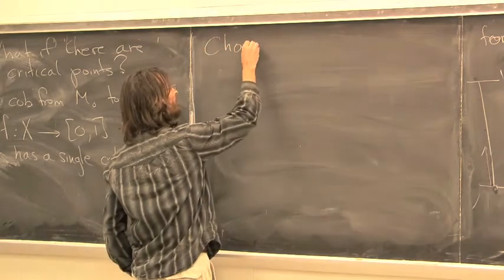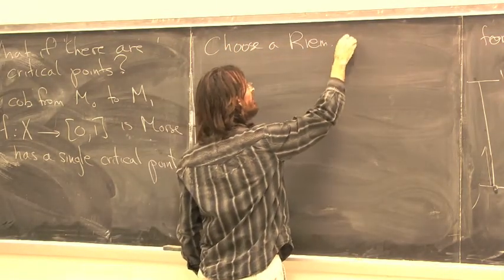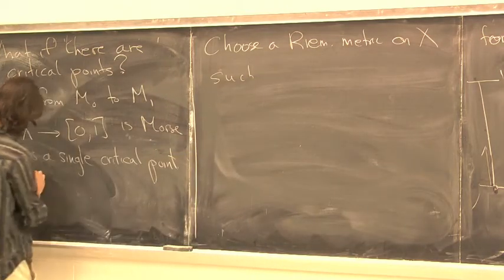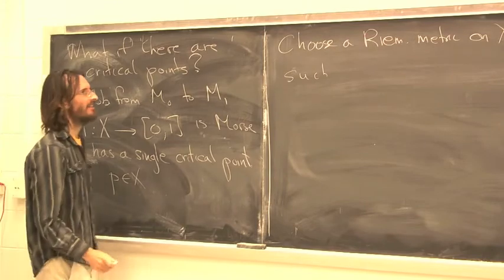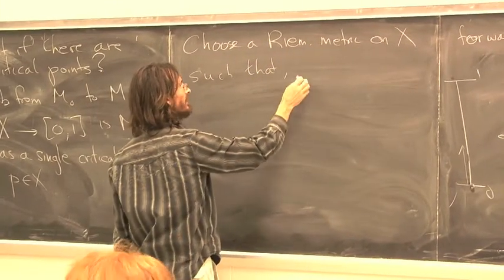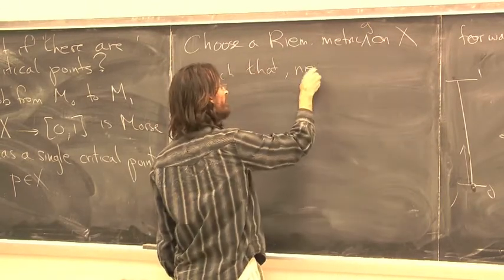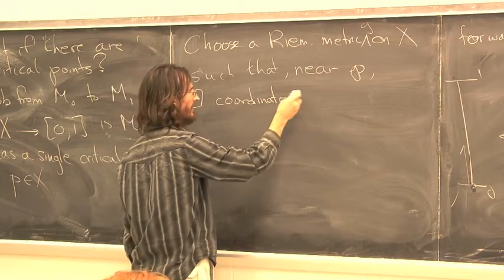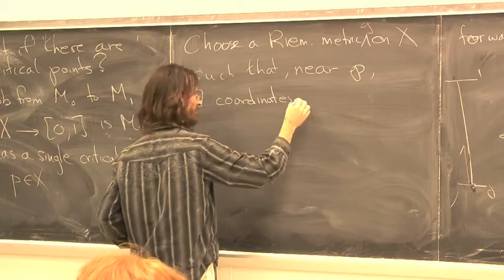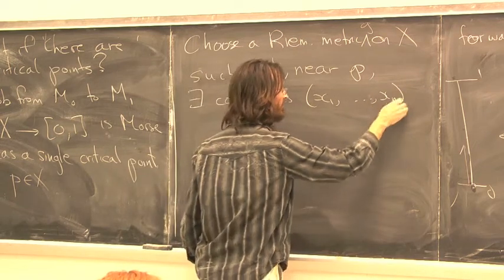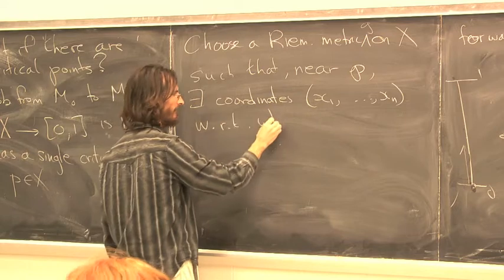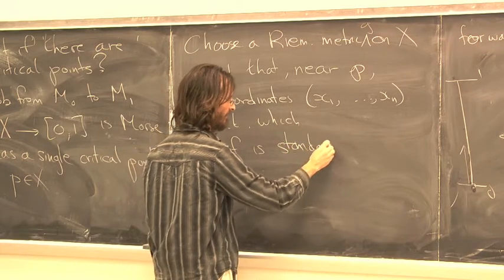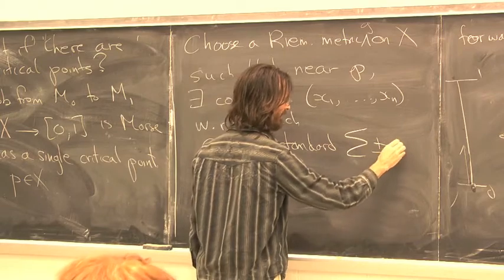So what I want to do is choose a Riemannian metric on X such that, let's call this critical point P in X, and let's call this Riemannian metric g, near P there are coordinates x1 to xn with respect to which, one, f is the standard, let me start like this, sum of plus or minus xi squared.